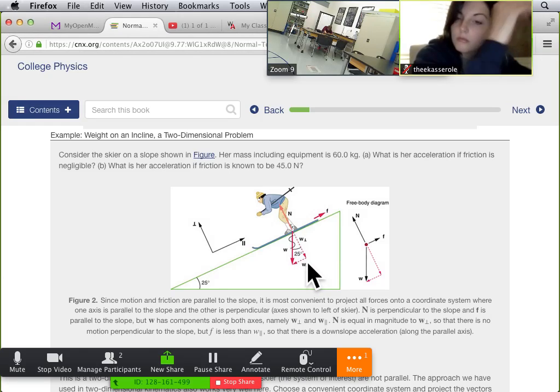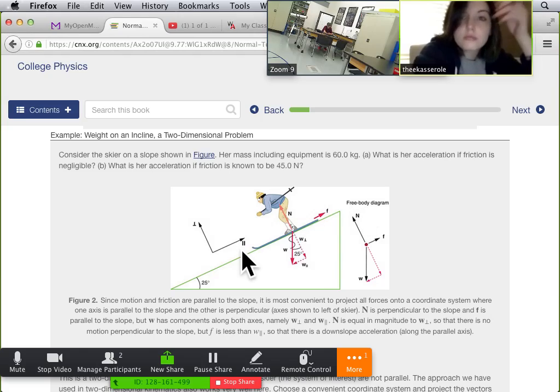But there's another component of the weight that is doing what? What does this component do for the skier? We call this the parallel component of the weight. What does this little component of this weight vector do for the skier? Which direction does it point? Down and to the... And which way does the skier want to go? Down and to the left. So what does this little component of her weight do for her? For him? It makes them ski, right?